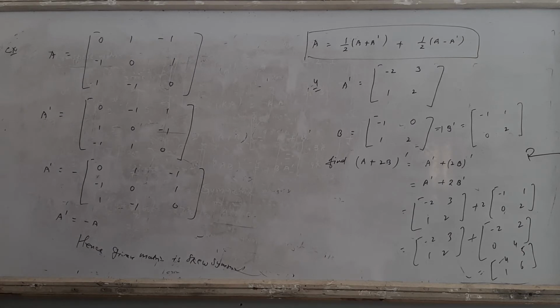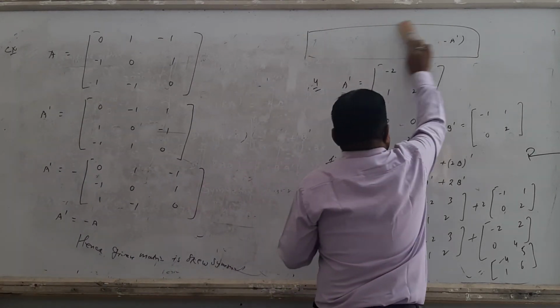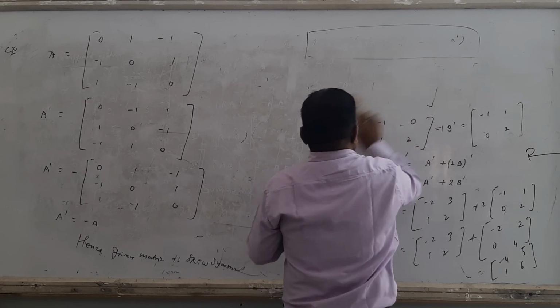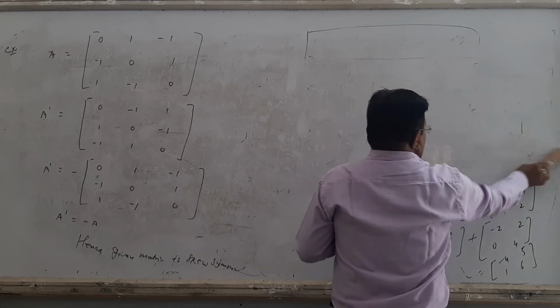Here is another example. They may ask you to find A plus A dash and show that A plus A dash is a symmetric matrix. A is given. In that condition also, the same: let B be such that B dash is equal to B. So this is symmetric, and B dash is equal to minus B, that is skew symmetric.